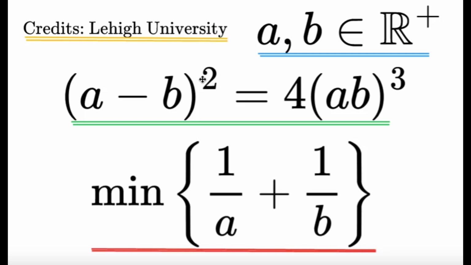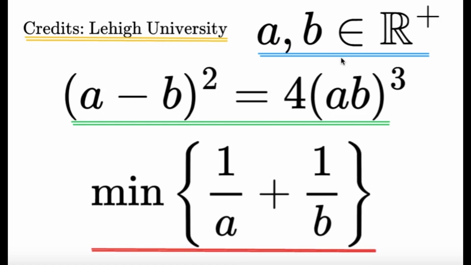Now here we have an optimization problem, and let's try to make some nice observations. One is that we want to get the minimum value of 1 over a plus 1 over b. That's something interesting. And the second interesting part is that a and b are positive real numbers.